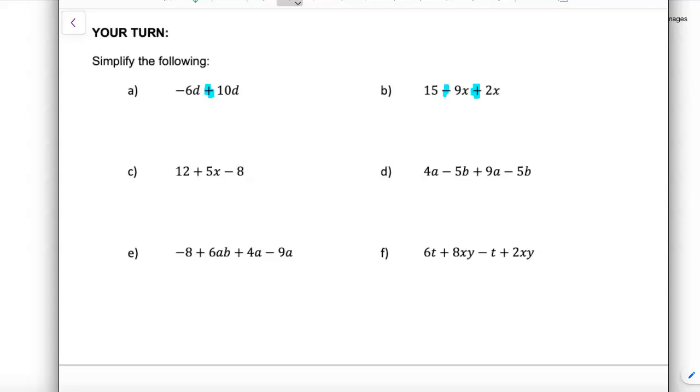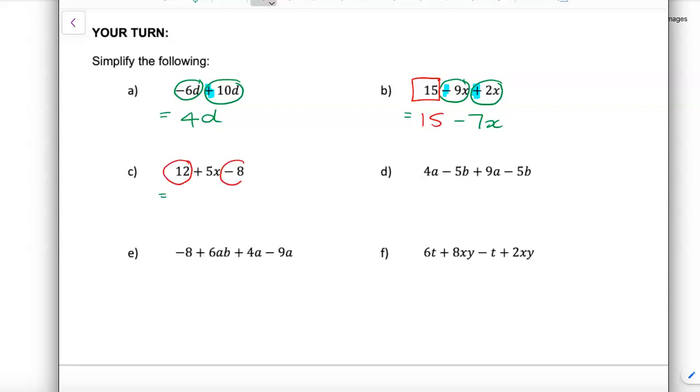Okay, coming back to check our answers, we've got negative 6d and a plus 10d. They've got the same letter involved, so negative 6d's plus 10d's leaves 4d. In part B, we're going to circle the like terms. We've got a negative 9x plus 2x and just a constant number, positive 15. So the 15 won't change, we can't put it with anything, but negative 9x's plus 2x's leaves negative 7x's. In part C, I've got a positive 12 subtracting 8, and that will leave 4, and the plus 5x will remain. There are no other terms with x involved.